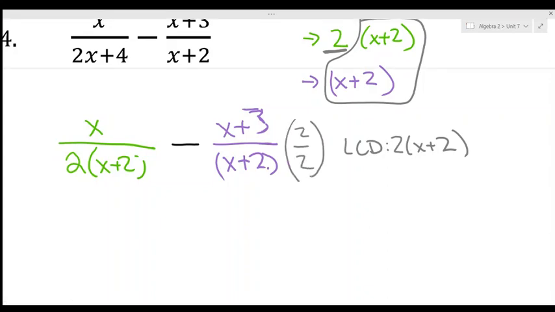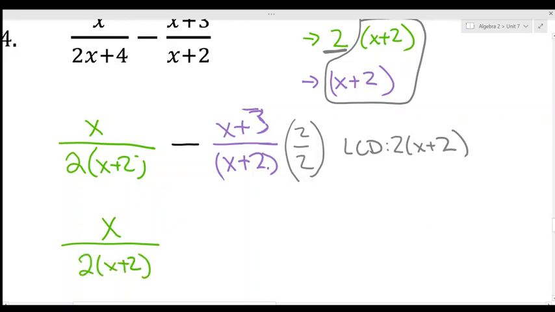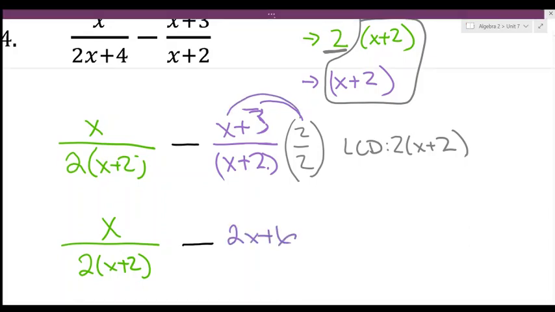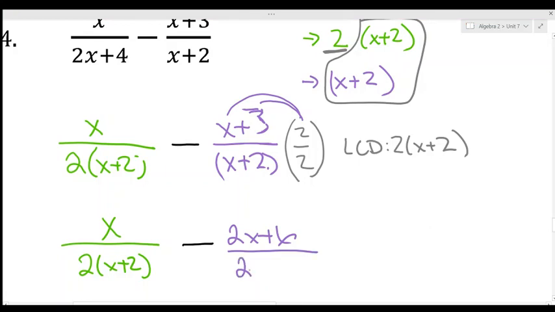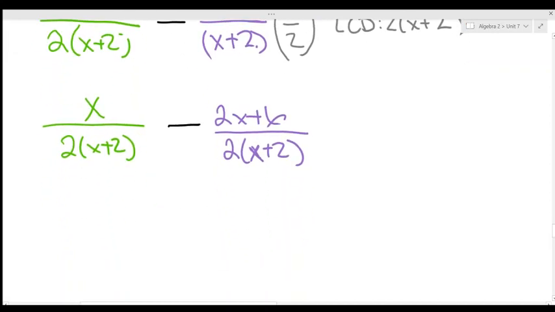Okay, so this leaves us with our green fraction, which is x over 2 times x plus 2, minus, now we have to multiply that 2 on the top, okay? So we get 2x plus 6, and then over our LCD, 2 times x plus 2, because now it has all the pieces. Our LCDs match, so now we are going to combine our fraction into 1 with that minus sign. So now we're going to subtract x. We're going to take x minus 2x plus 6.